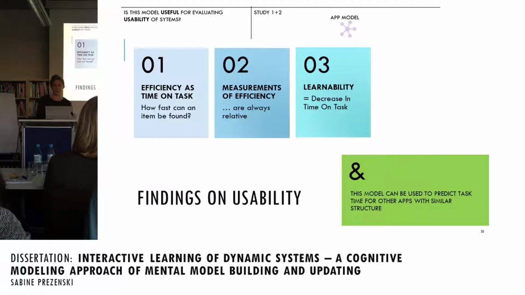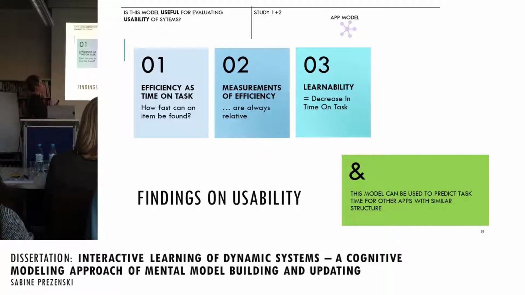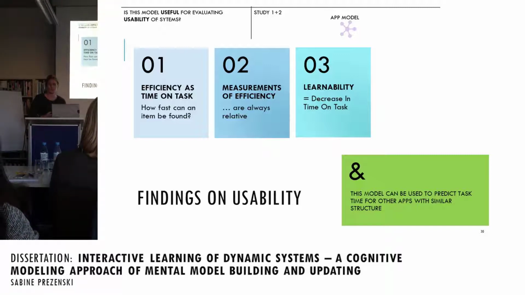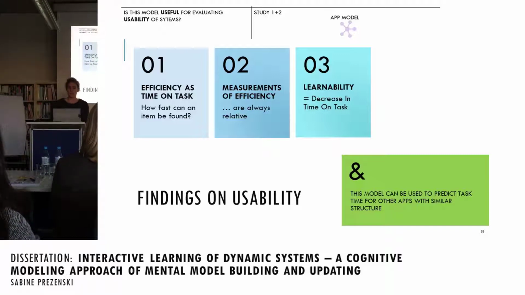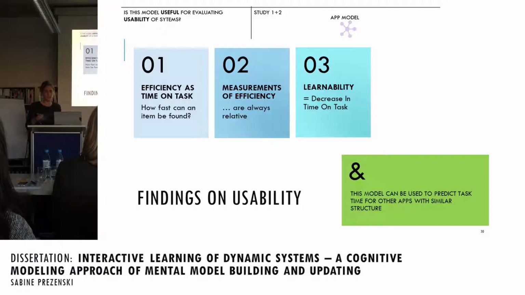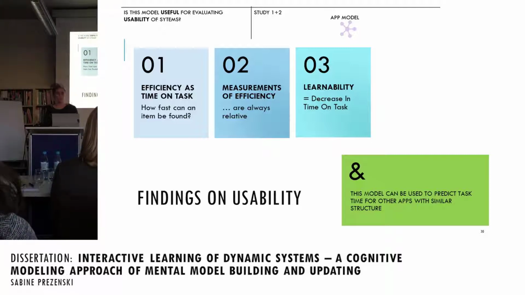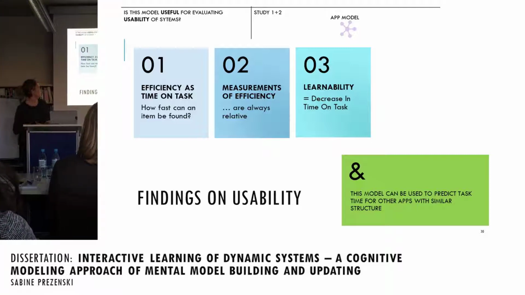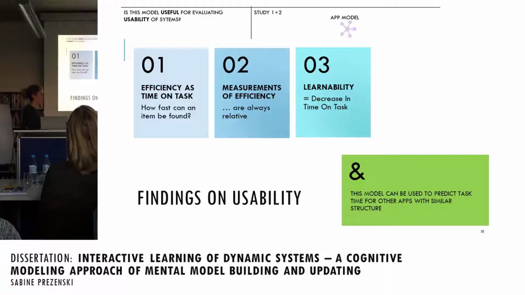Okay, now let's look at the findings on usability. First of all, you can measure efficiency as time on task. So you can look at how fast items can be found, and measurements of efficiency are always relative. If you just have this value of time, this doesn't really help you. You have to compare different apps. What is also important, learnability can be seen as the decrease in time on task, and this model can be used to predict task time for other apps with a similar structure.